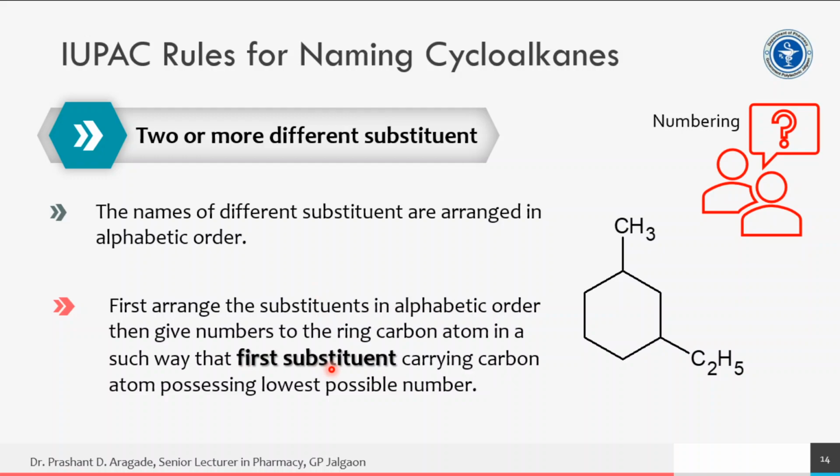Then you have to number the cyclic compound in such a way that the carbon atom carrying the first substituent must possess the lowest possible number. Or in other words, the first substituent-carrying carbon atom should have number one, meaning numbering should start from the carbon atom on which the first substituent is present in the case of cycloalkanes. So let's see how to give the numbering.